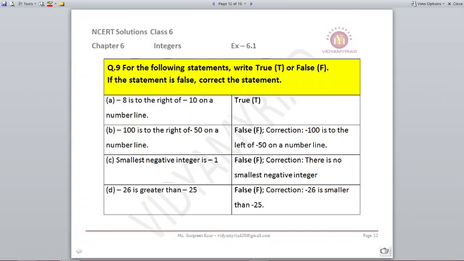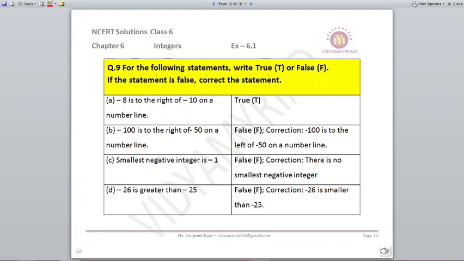Second, minus 100 is to the right of minus 50 on a number line. It is a false statement because minus 100 is on the left of minus 50. First minus 50 will come, then minus 60, then minus 70, 80, 90, minus 100. So you are moving towards the left.